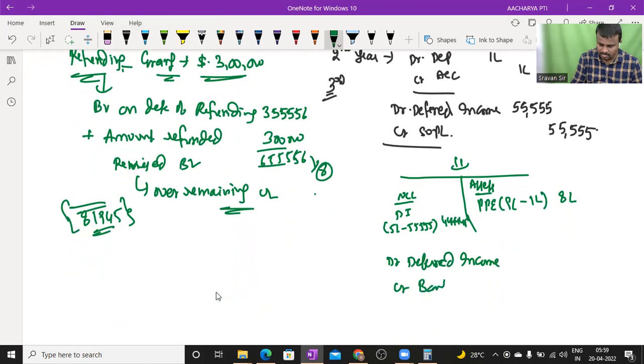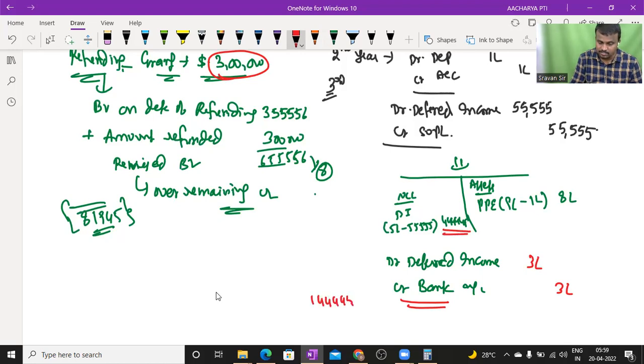If that amount is refunded, we write the entry: debit deferred income, credit bank account. Here how much amount is refunded? As we already considered, 3 lakh. So verify whether sufficient amount is available in deferred income or not. Here 4 lakh 44,445 is available, so we need to refund only 3 lakh. Sufficient amount is there, so we pay the amount. And the remaining amount of deferred income is 1 lakh 44,445. This amount is allotted over the remaining useful life in proportion to our depreciation.